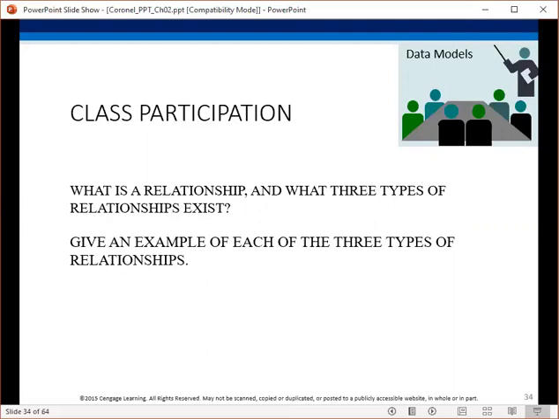Another type of relationship is a one-to-many. So one department can have many students, but one student will only belong to one department. And then we can have a many-to-many. So one student can take many courses, and one course can have many students.